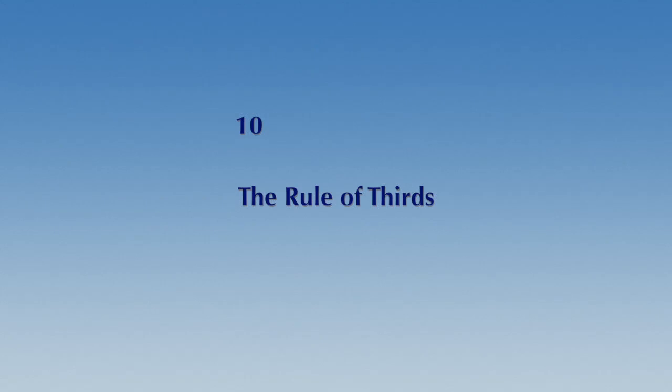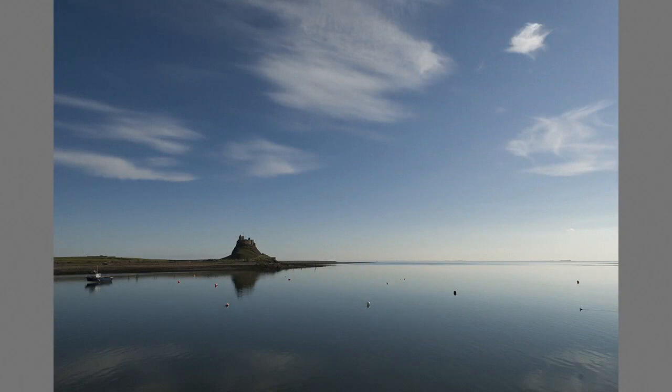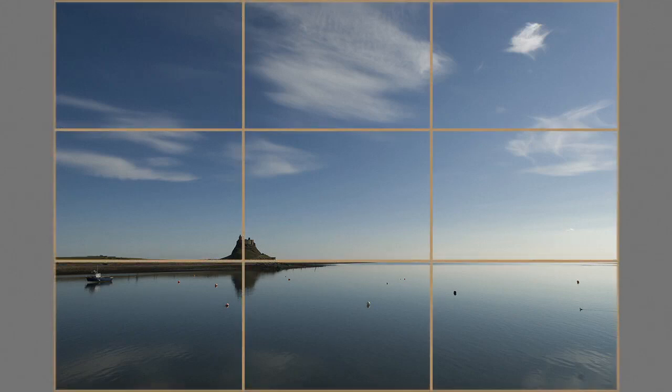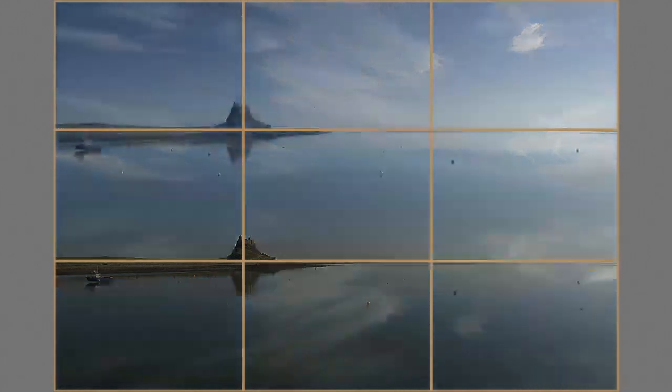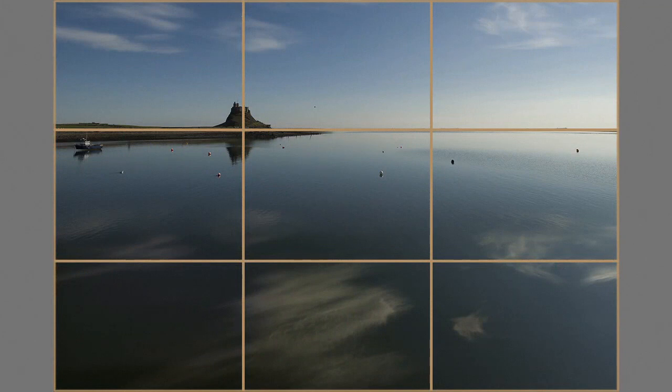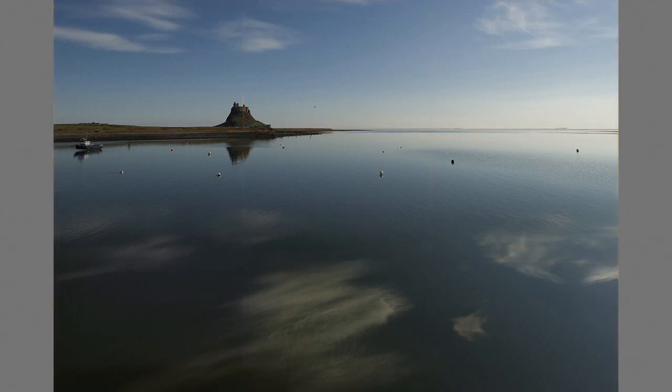10. The rule of thirds. When it comes to composing an image, the traditional rule of thirds is still very useful. The idea is to divide the image into thirds down and across. Horizons can look good 1/3 from the bottom or 1/3 from the top of the image. Positioning a subject on one of the crossing points can give a very balanced look. The 1/3 rule can make an image look well proportioned.